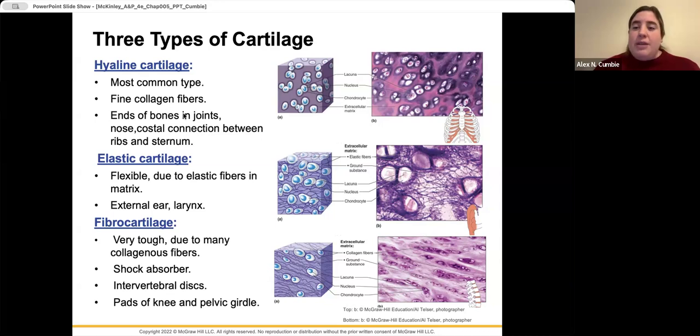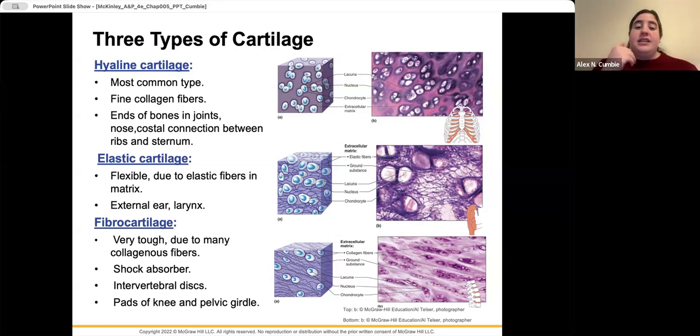Hyaline cartilage is the most common type in the body. It's very structurally sound. Once hyaline cartilage forms, it makes these nice structural connections between bones. It doesn't really move that much. We can see an example here of the costal cartilage connecting the sternum to the ribs. Other places you might find this structural soundness of hyaline cartilage are the nose and at the ends of each joint.